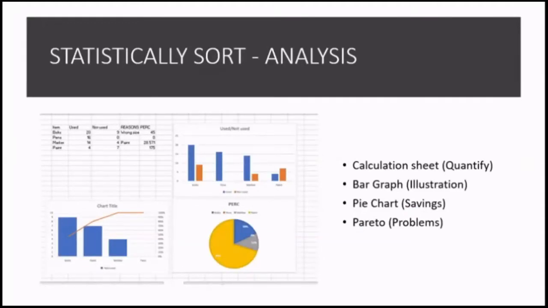Remember, sorting statistically is just an analysis, so we can create a calculation sheet where we can quantify our monthly data. We can illustrate this through a bar graph. We can see our savings that we can recoup through a pie chart, and we can see our main cause of our problems through our Pareto analysis.